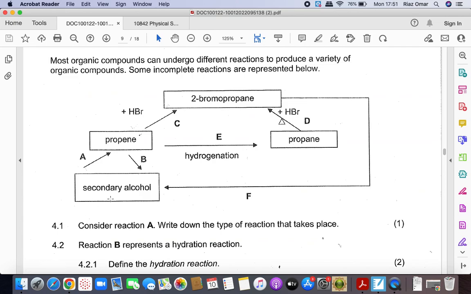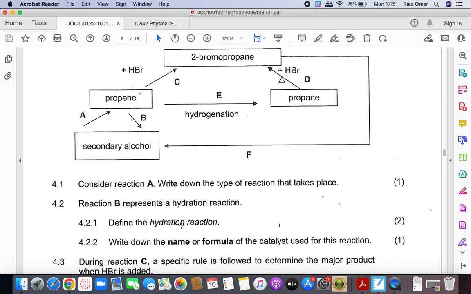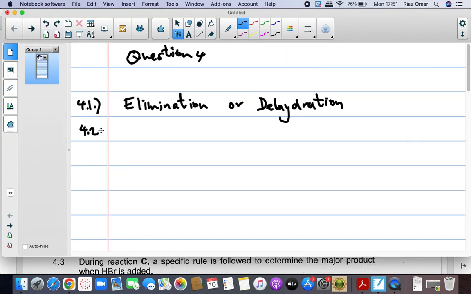Reaction B represents hydration. Reaction B, the propene, you're adding water so that you get an alcohol. Define the hydration reaction. So basically, what is hydration? As we just said, at the double bond you're adding water. So hydration is the addition of water. 4.2.1: the addition of water.